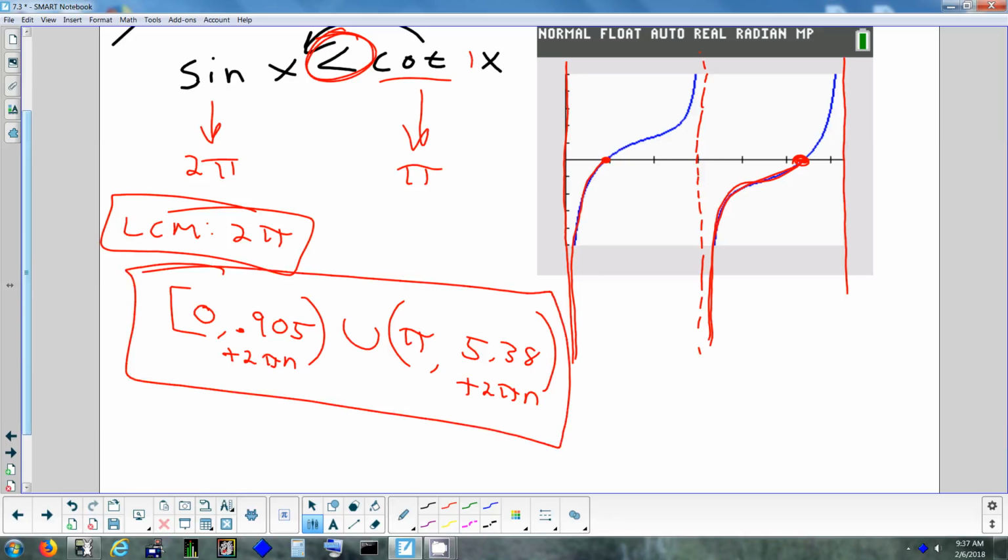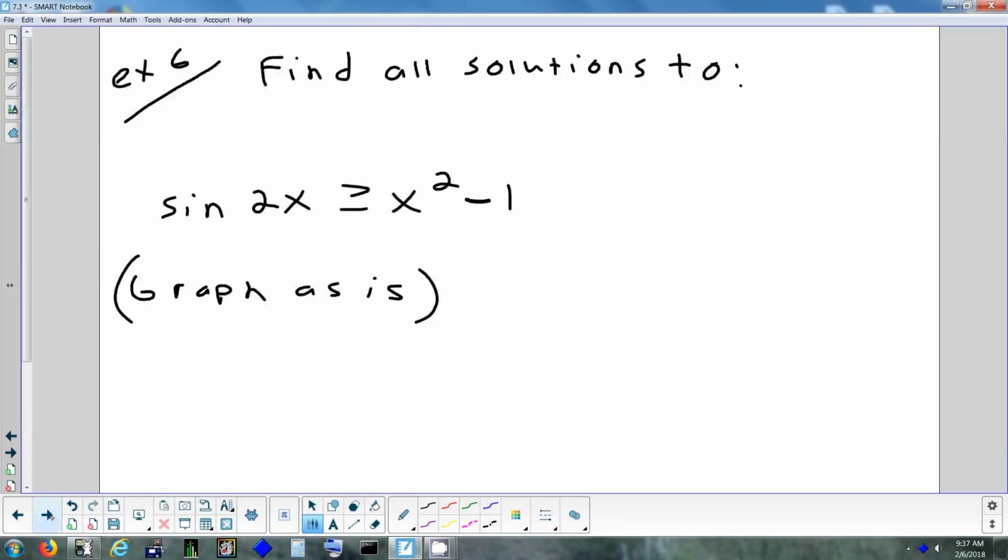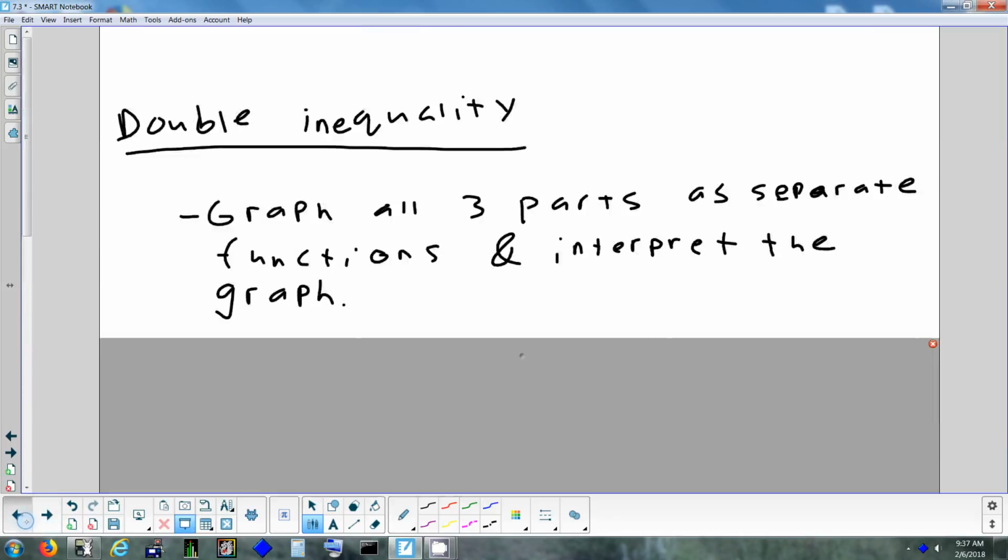Okay, any questions on that one? I think these are the last two. That's a double.